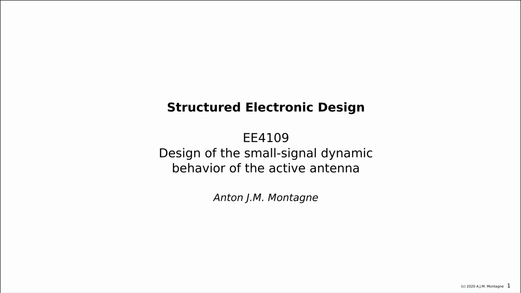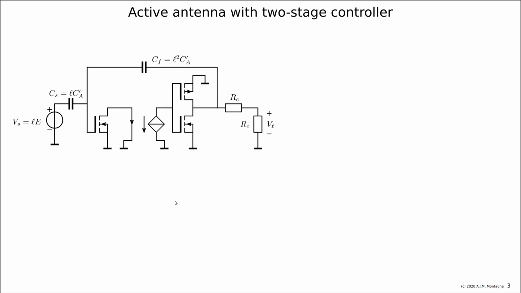And all frequency compensation techniques that are listed in the book will also be demonstrated in the design of the active antenna. But let's start with a recap of the design of the small signal behavior of the active antenna. So we were aiming to make the active antenna with a two-stage controller, and a circuit that I started with was a circuit with a CS stage at the input and a complementary CS stage output.